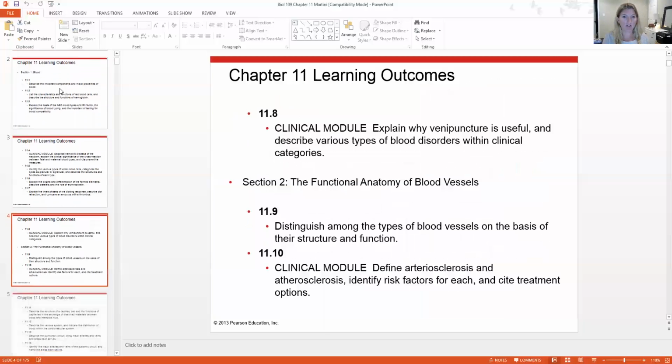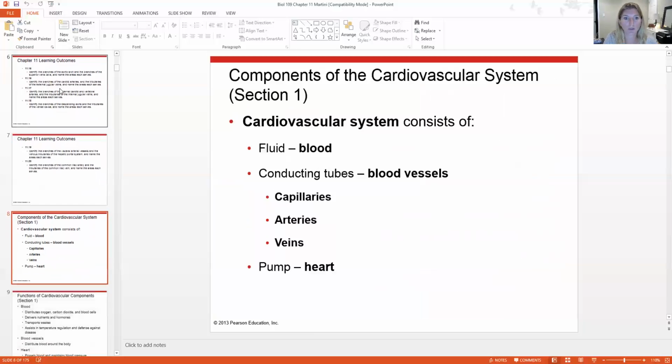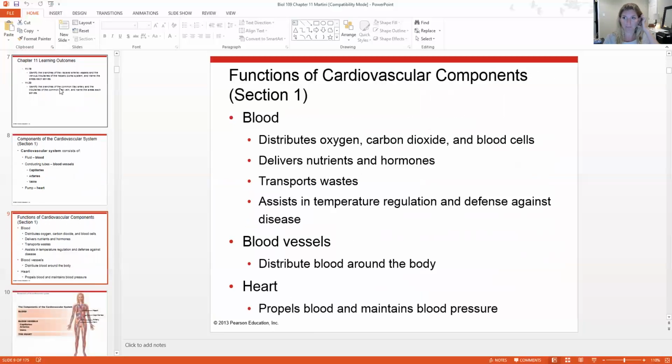Here are the learning outcomes that are already listed for you in your weekly folder. Let's just define some of the terms that are related to the cardiovascular system. First, you have the fluid compartment, or the blood. Then you have all of your tubes, or your vessels. We call them the blood vessels. These are capillaries, arteries, and veins. And then you have a pump that's pumping all of the fluid through the vessels. That's your heart, obviously.